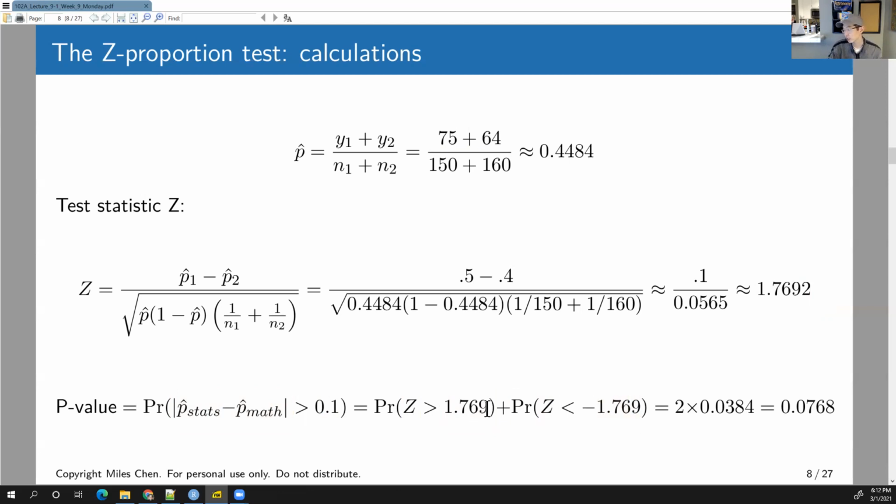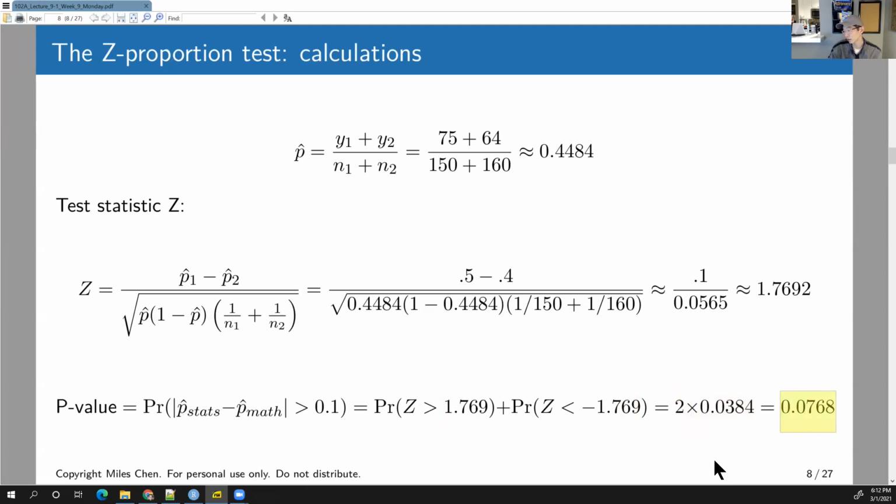Okay, so here I go to the Z table, the normal table, or I use pnorm on the computer to get the area to the left and the right of these values. So the area to the right of 1.769 is 0.0384. The area to the left of negative 1.769 is 0.0384, or I can just multiply the tail area by 2, and this is going to be my p-value.